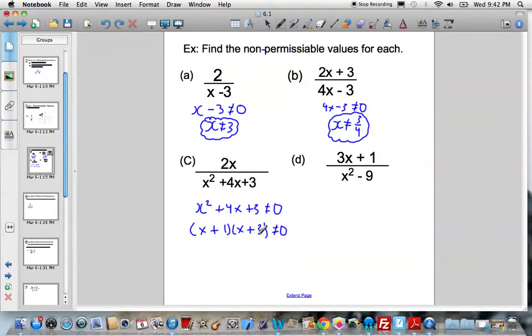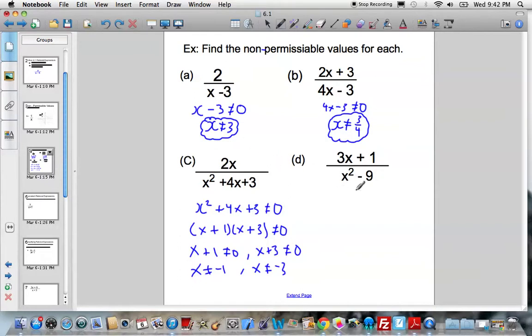So we have that situation. What that gives us is a couple of little mini equations using the zero property. x plus 1 cannot equal 0, and x plus 3 cannot equal 0. You have those two situations that you have to solve. This guy, x cannot equal -1, and this guy, x cannot equal -3. Those are our two non-permissible values. x can't be -1, x cannot be -3. If that happens, this thing will not exist.